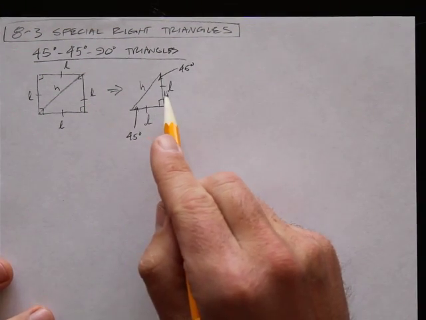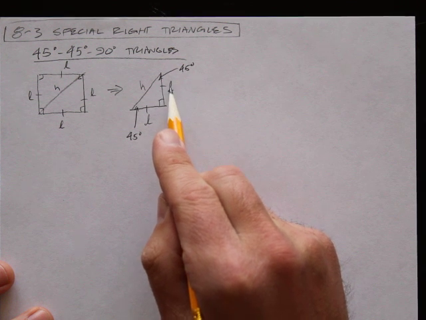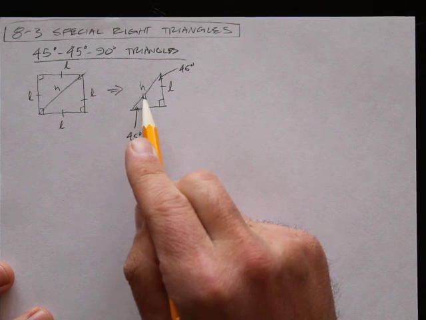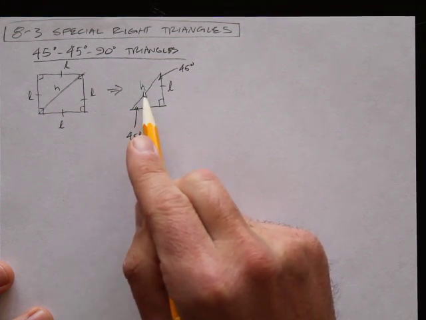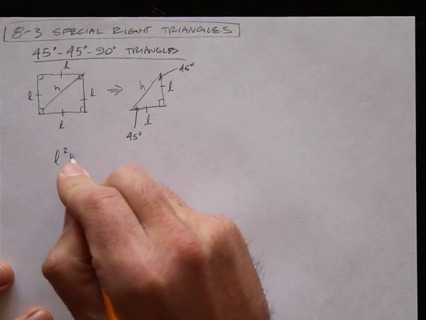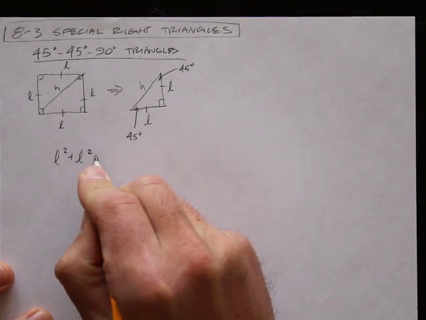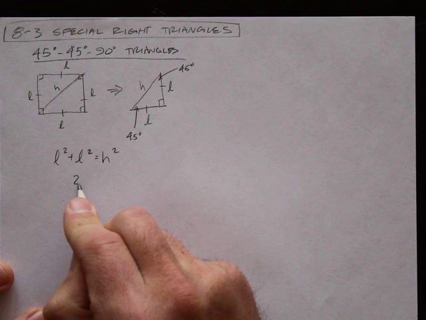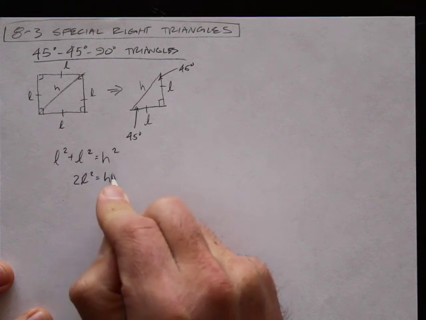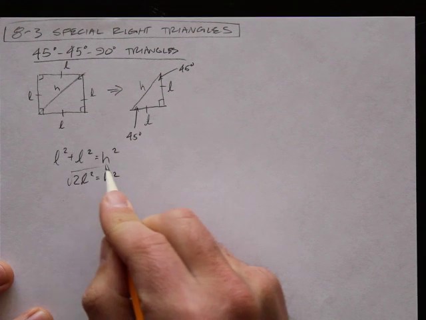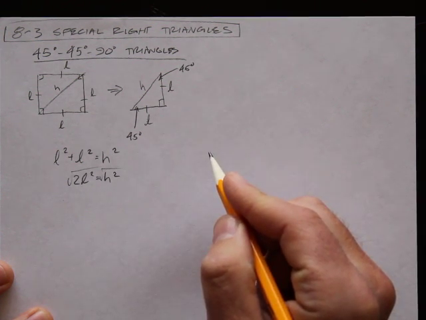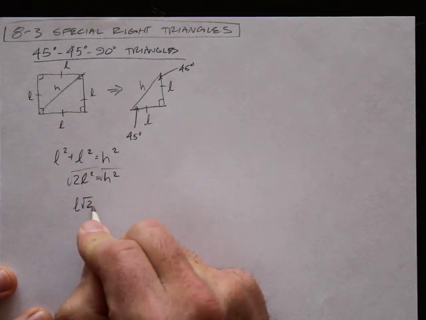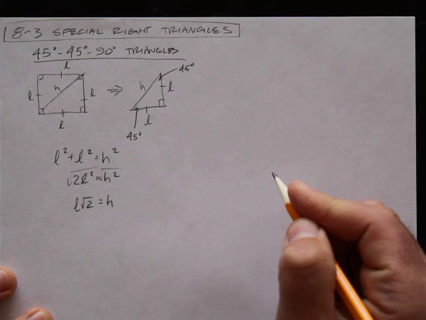We're going to use the Pythagorean theorem, and we're going to see if we added the squares of both of the sides, and then we set that equal to the hypotenuse here, h squared. So L squared plus L squared equals h squared. L squared plus L squared is 2L squared equals h squared. Now if we take the square root of both sides, then we end up with L comes out, times the square root of 2 equals h.